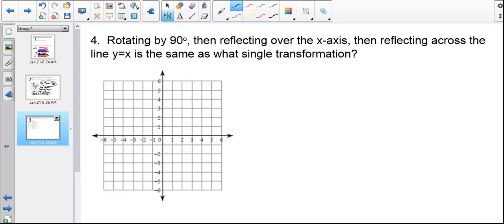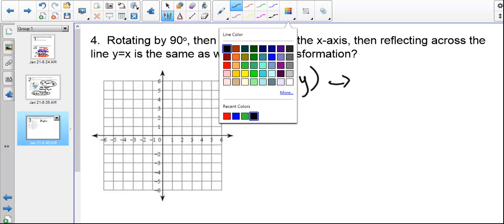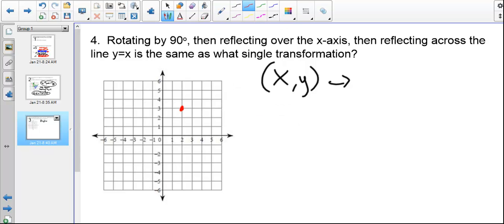If you want to try this one on your own, you can pause it and give it a shot, but can we find the rule for this guy? Rotate by 90 degrees, then reflect over the x-axis, then reflect over y equals x. We want to see what that's the same as. If you have a problem like this and you don't like just doing it using the rules, you can always plot a point and say, okay, let's say I have this random point. If I rotate 90 degrees, it's going to land over here, and that can help you with the rules.